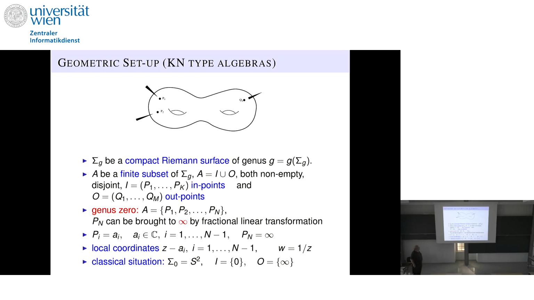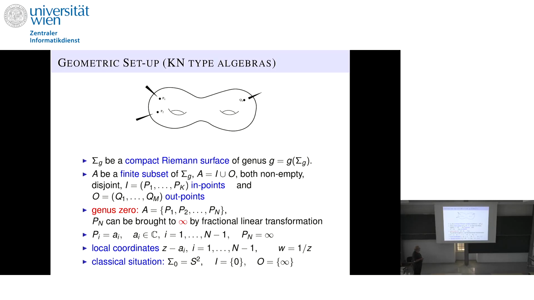Okay, you're right. Here I have P1 up to Pk, and here I have P1 up to Pn. Now, no, sorry, I should not say it like this, because what is in and out is a choice, and the theory will depend on this, okay? Good. So here we have K plus M equal to N.